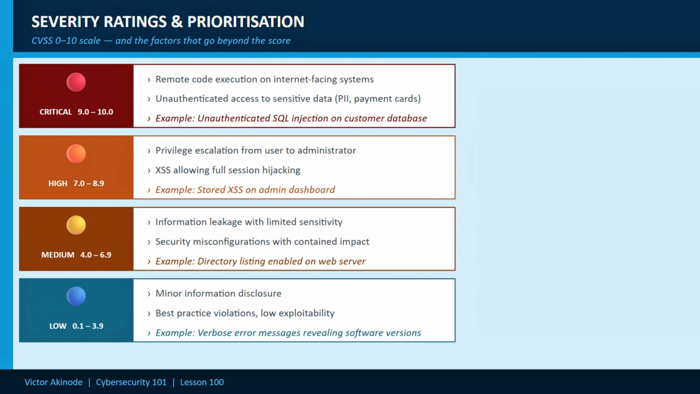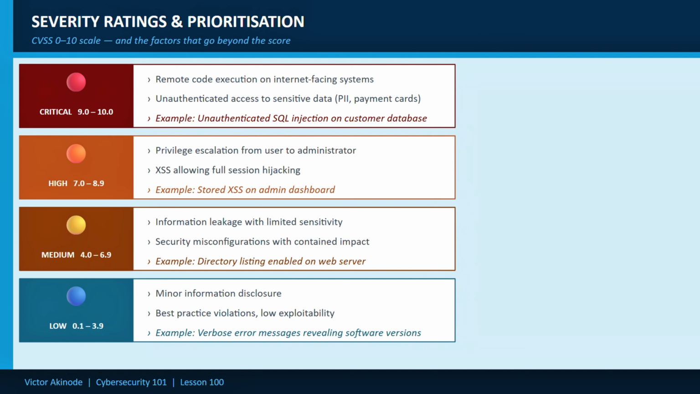Next, we have low severity, and this ranges in between 0.1 to 3.9. This includes minor information disclosure, best practice violations, and low impact configuration issues. Examples include verbose error messages revealing software versions. Another one is informational. We didn't add that here because CVSS scores it 0.0.